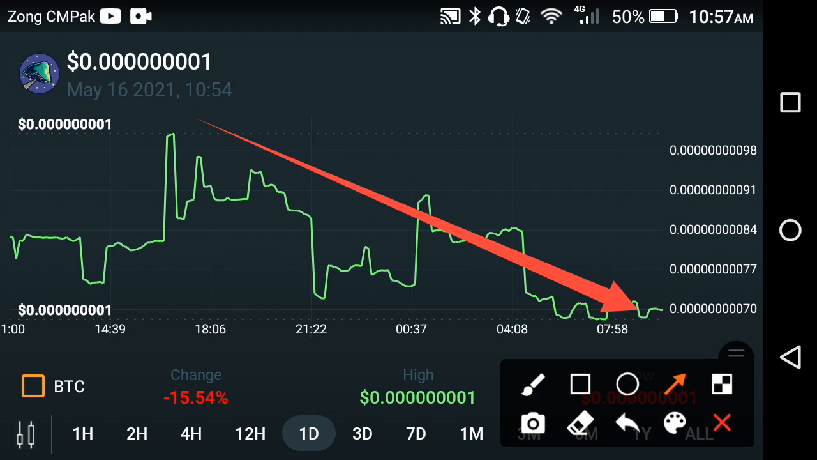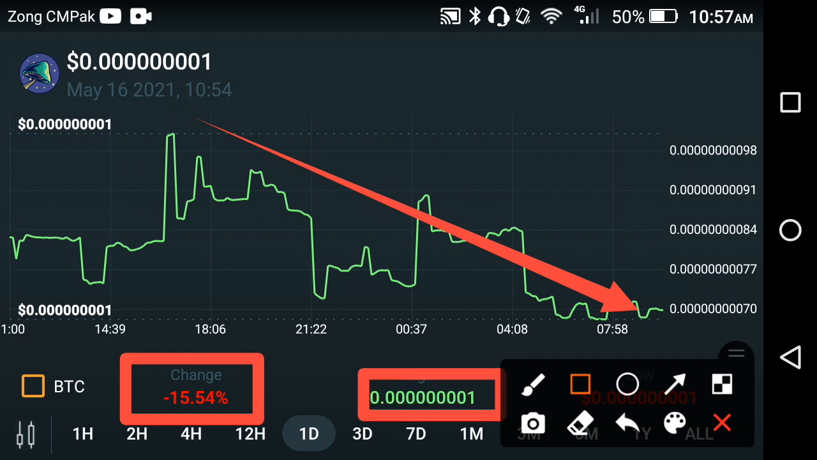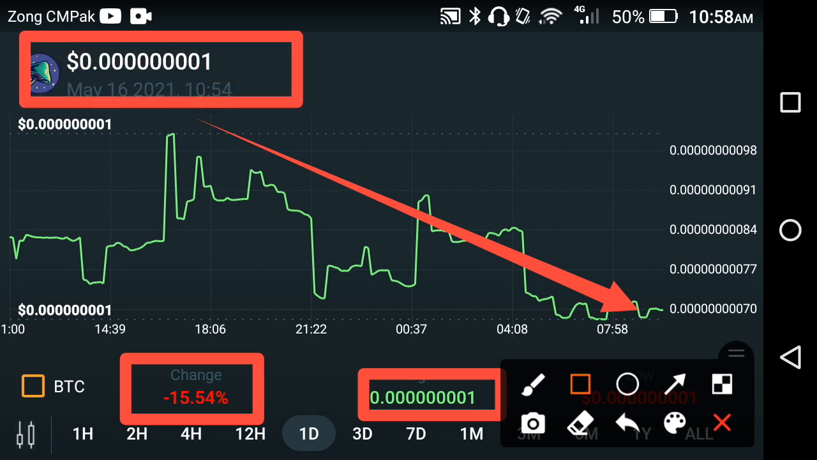The price change in the Spore finance in the last 1 day is negative 15.54%, friends, and the highest price of the Spore finance is 0.000001 USD. Absolutely, as I told you, I will show you the Spore finance price. So after a bundle of 0s, there is a 1, and that is the current price of the Spore finance.